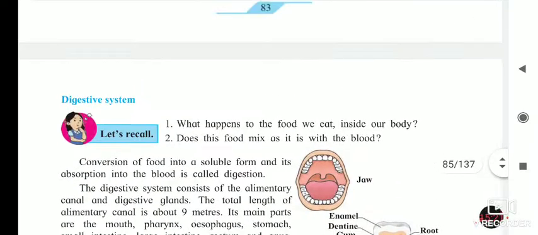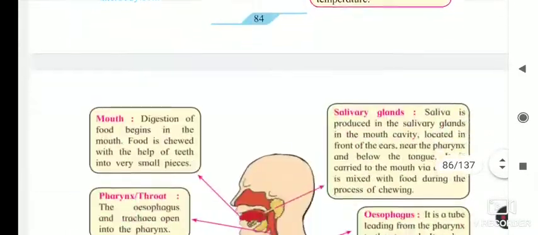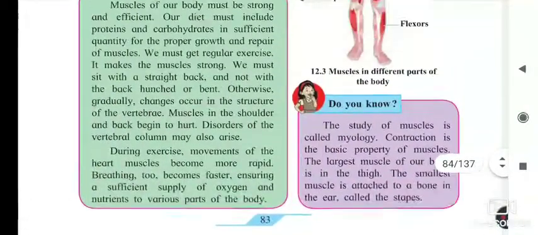So today we will stop here only. The next part we will start in our next lesson, that is the digestive system, because it is a big one. Okay, and we cannot complete it within one period. So today we will stop here only.